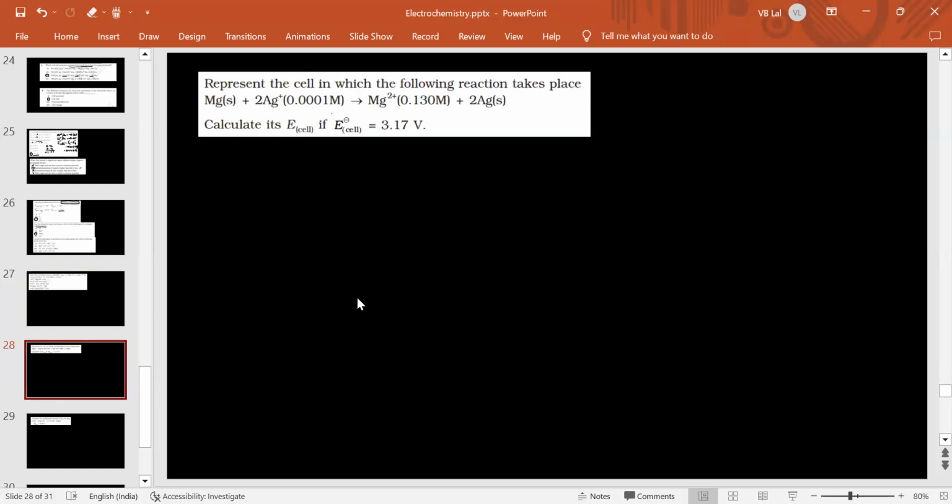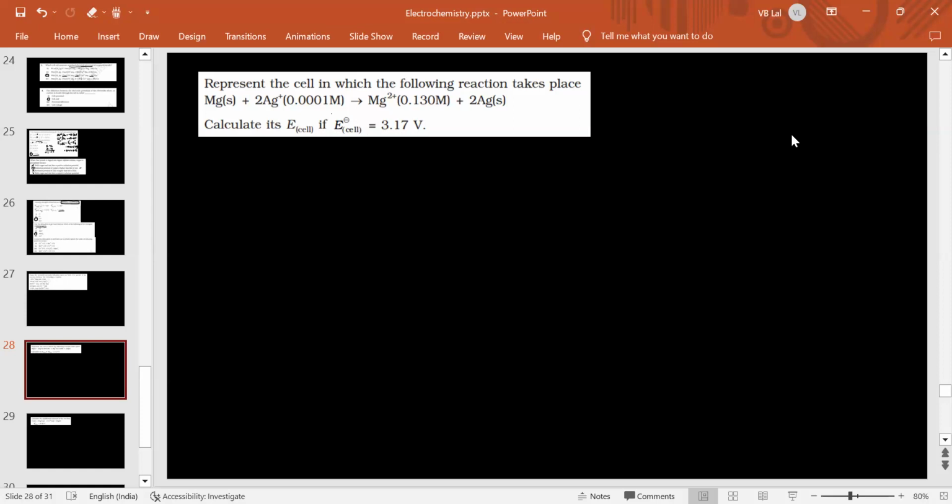Now let us, what happened? Now today we will start something. Okay, let us do this one question and then we will go to the next. Represent the cell in which the following reaction takes place: magnesium plus 2 Ag plus giving Mg2 plus plus 2 Ag. Calculate E cell if E0 cell is 1.37 volts.